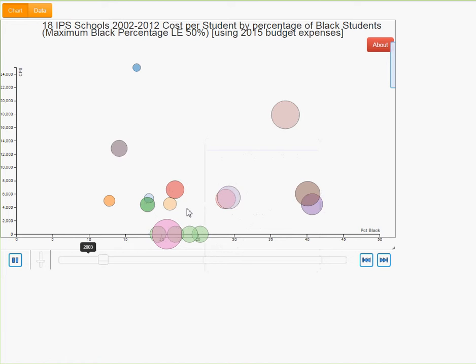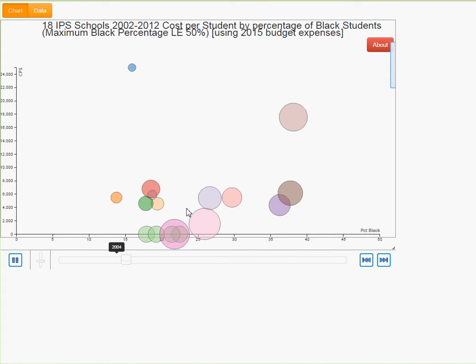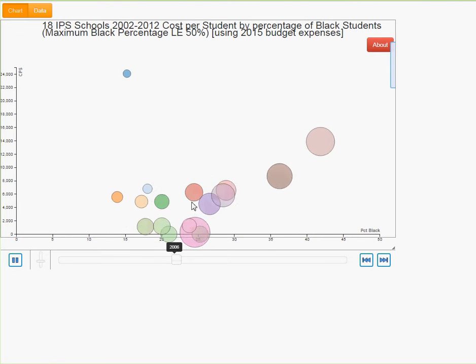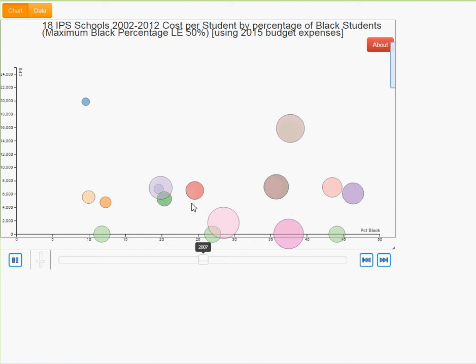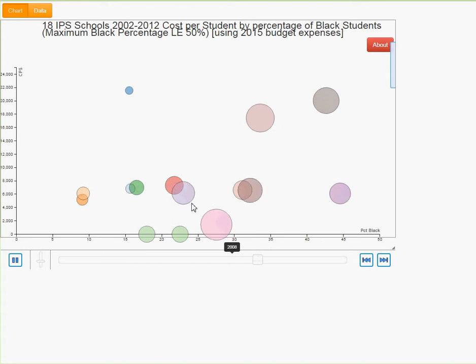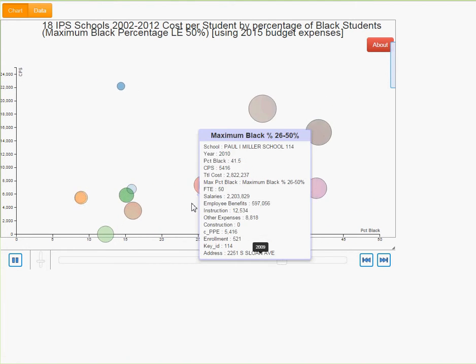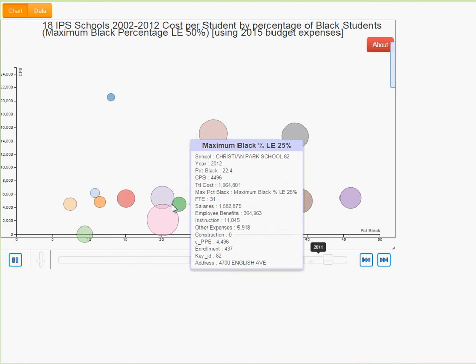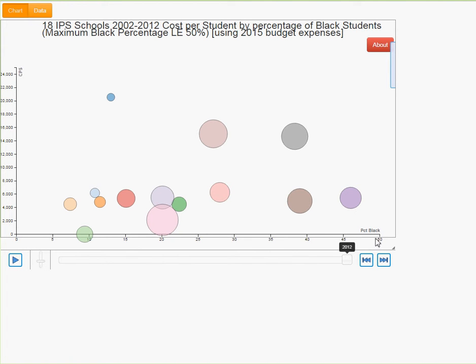The chart opens up and you take a peek at the title: 18 IPS schools, the cost per student by percentage of black students. On the x-axis, we have the percentage of black students. As you'll notice on this chart, it goes from 0 to 50. So these 18 schools, none of them ever exceeded 50% black students.